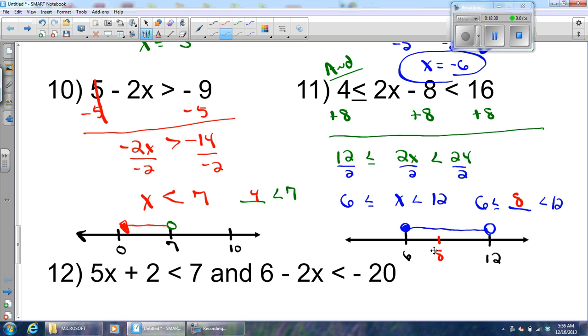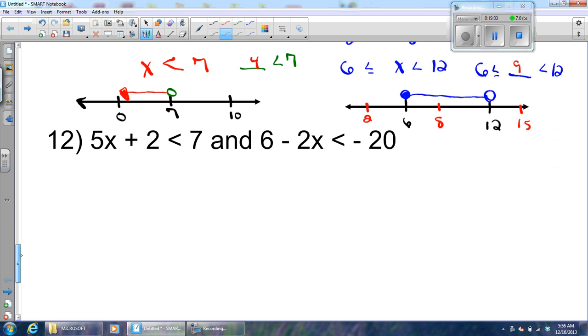But if I had a number like 2, 2 would be over here somewhere. It's not a solution. 6 is not less than or equal to 2. If I picked a number, say like 15, well, 6 is less than or equal to 15, but 15 is not less than 12. This part fails. So I want the numbers that work for both parts, like 9 or 8.5, 10.25. All right, that problem is done.